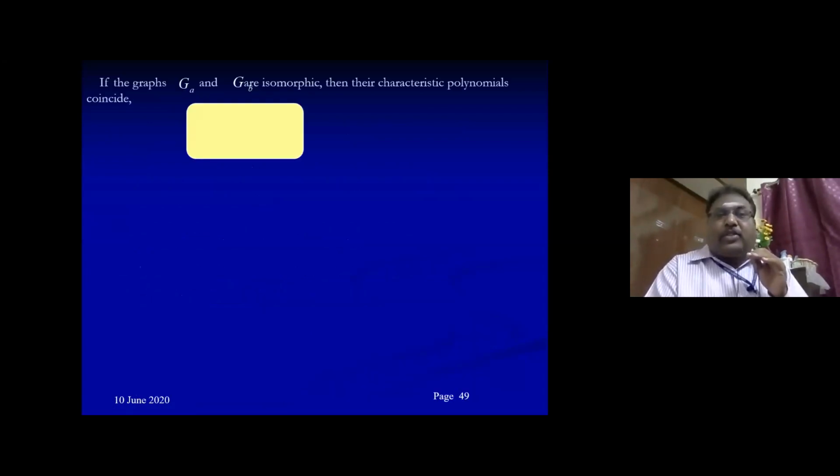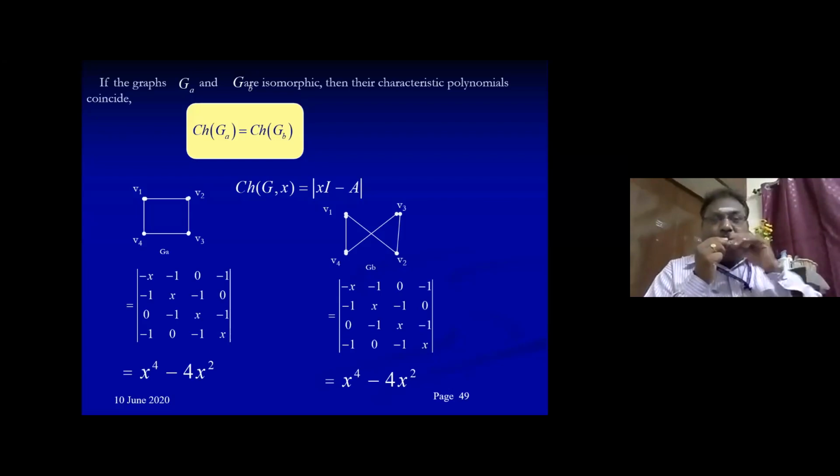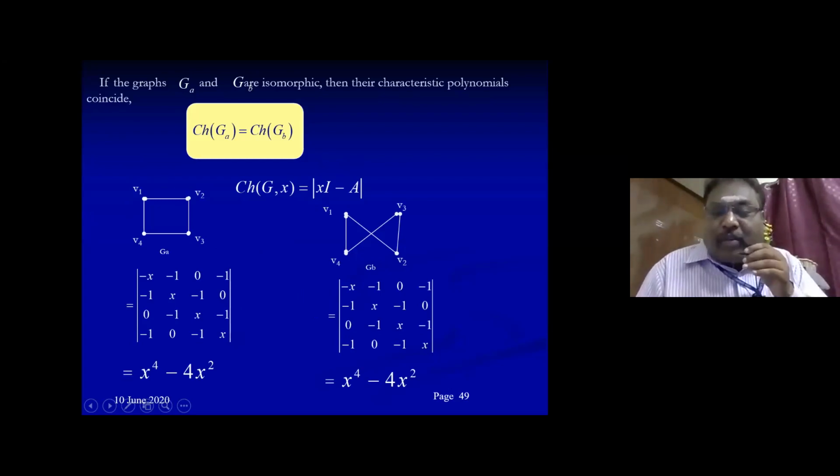Fine. Let us go to more ideas. Graphs GA and GB are isomorphic, then the polynomials coincide. For that, a small figure explains it: these two are isomorphic. Yes, both are cycles, but twisted like this. So look at this polynomial, x power 4 minus 4x squared, and on this side it is, yeah, I am not able to see it in the PPT. Fine. Yeah, x power 4 minus 4x squared.